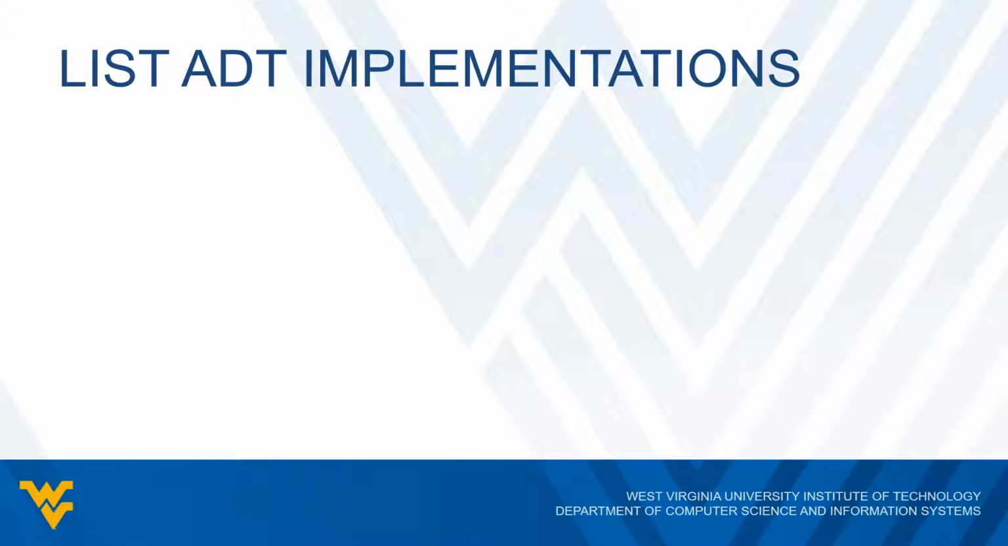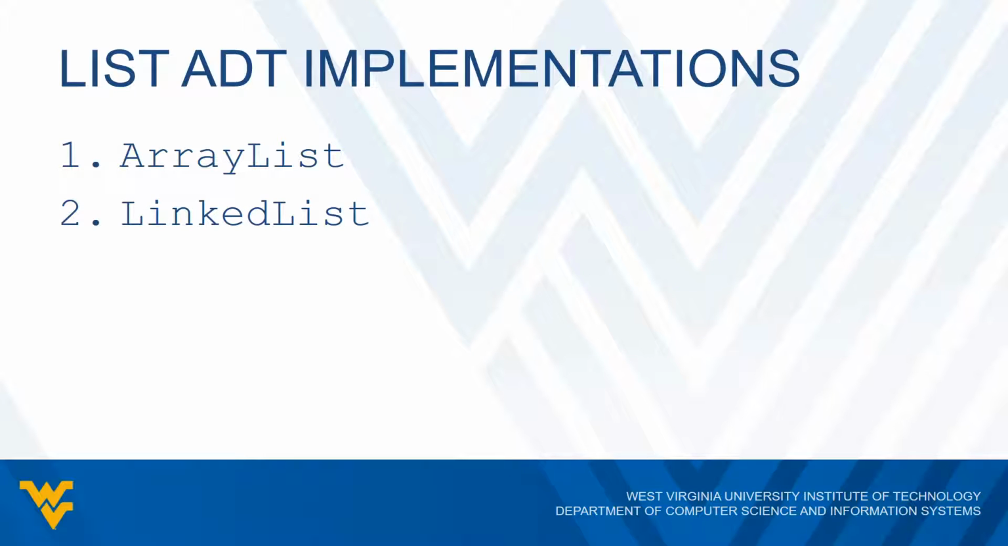And there are two popular approaches to this. We have the approach that's called array list, which just simply means we're going to use an array for implementing our list abstract data type. And then we could use a linked list approach.